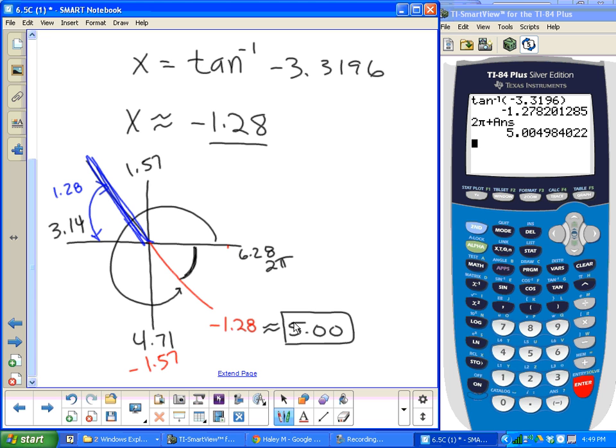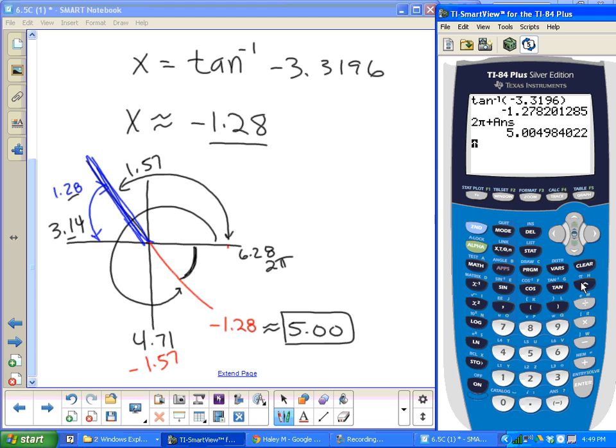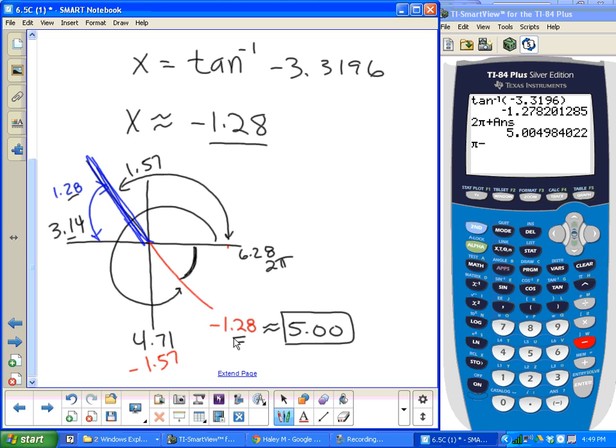So let's think, how could we find the measure of the angle here? Not the reference angle, but from standard position, how could we find that? Well, we could just say 3.14 minus 1.28. Now, we need to be exact. So what we really need to say is pi on my calculator, minus. Now, what you would have had to do here was to store that value. Okay, we're going to say pi minus.